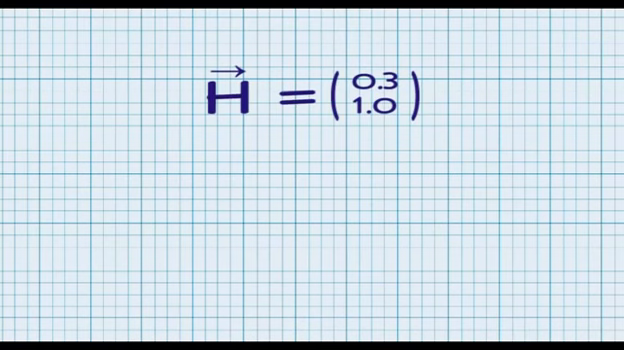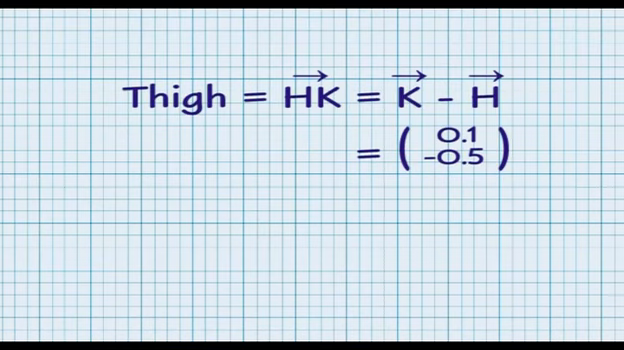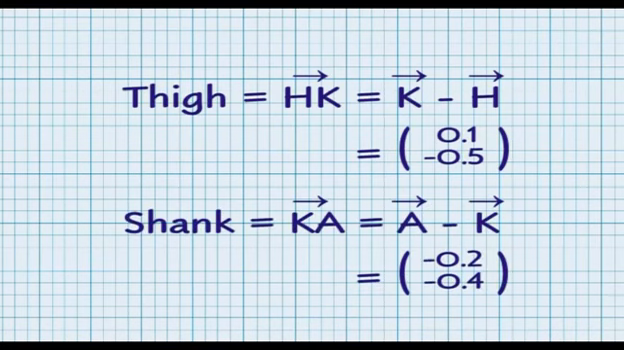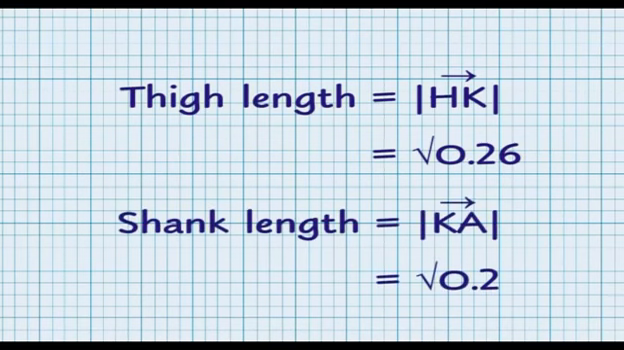Using some typical measurements in meters, Didi writes down position vectors for the hip H, the knee K, and the ankle A. The thigh is then described by the vector HK, which is simply the vector subtraction K minus H. Similarly, the shank is the vector KA. The thigh length is the magnitude of the vector HK, which using the example figures works out to be the square root of 0.26. Likewise, the shank length is the magnitude of KA, equal to the square root of 0.2.